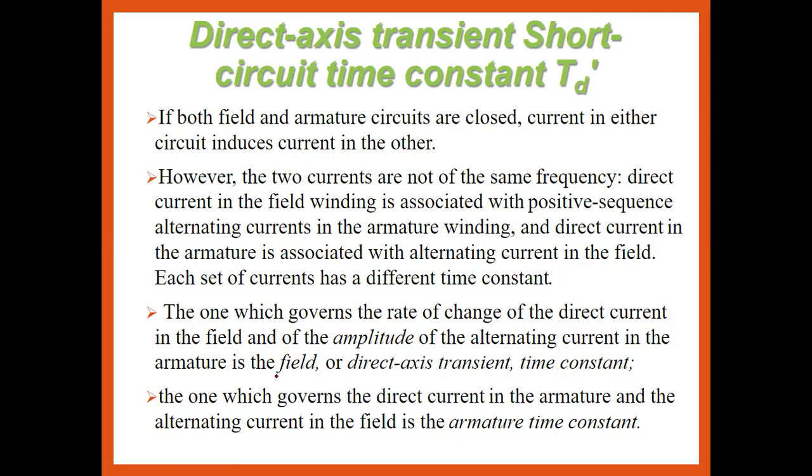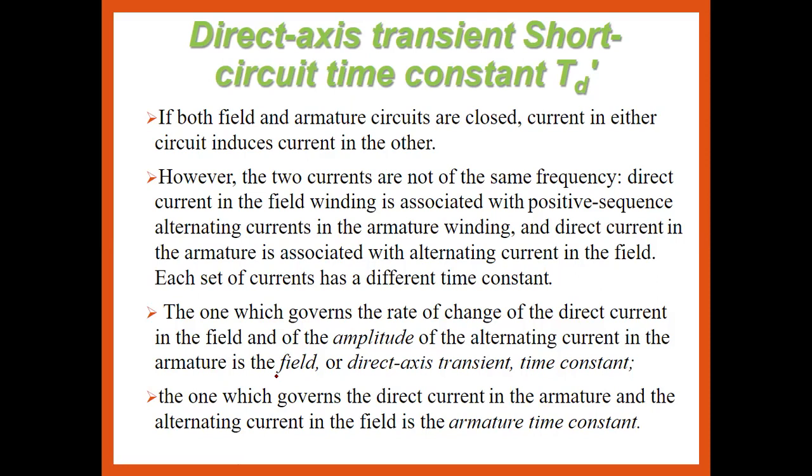Means there is a mutual inductance and the self inductance is also there. So the two currents do not have the same frequency. Obviously the direct current in the field winding is associated with the positive sequence in the armature winding, and the direct current in the armature is associated with the AC current in the field winding. Each current has a different time constant.